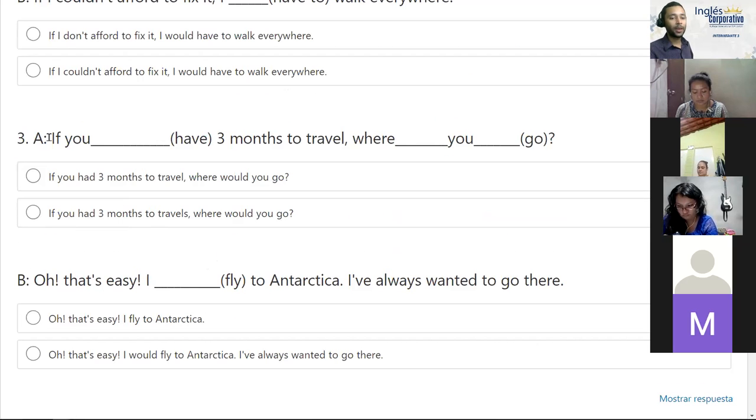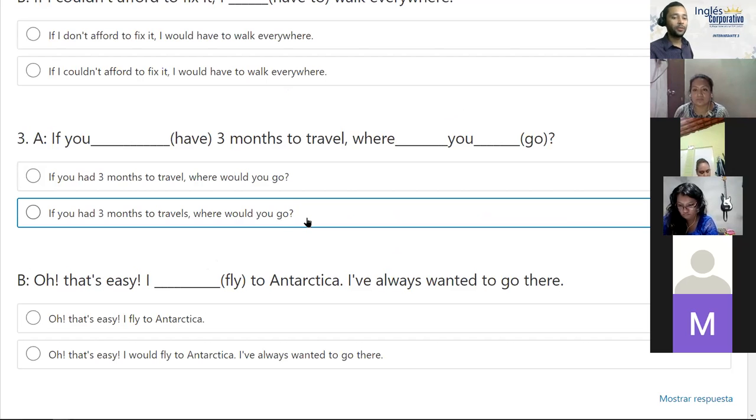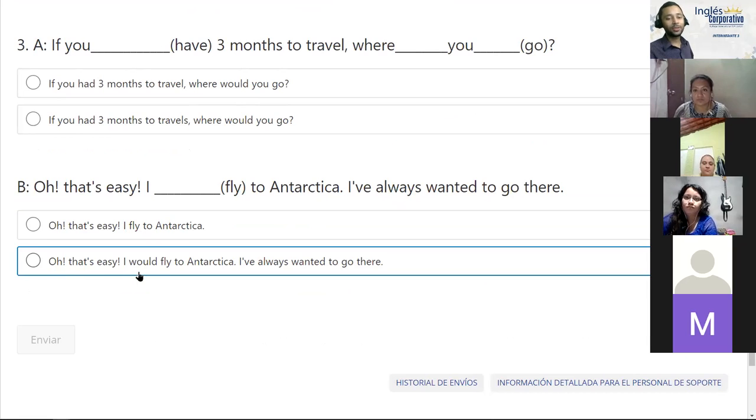Conversation three, A: if you had 3 months to travel, where would you go? Or: if you had 3 months to travels, where would you go? Only one is correct. And the reply is, oh, that's easy. I fly to Antarctica. Or, oh, that's easy. I will fly to Antarctica. I've always wanted to go there.